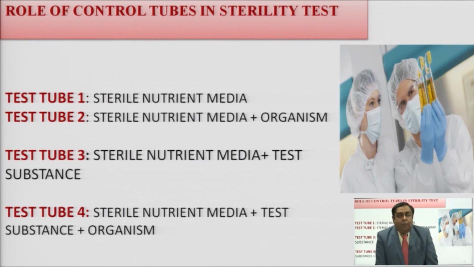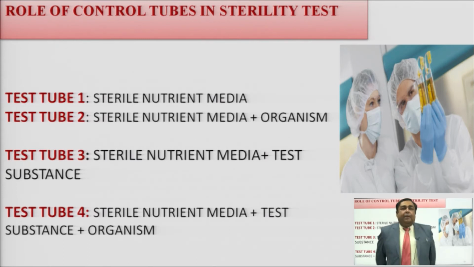Test tube number 2, media plus organism, should always be turbid, because you have deliberately added the organism and it has grown. If this media is clear at all in any situation, it means that this nutrient media has not been properly nutritionally enriched. That is, the media has not been properly providing nutrition for the growth of the bacteria.